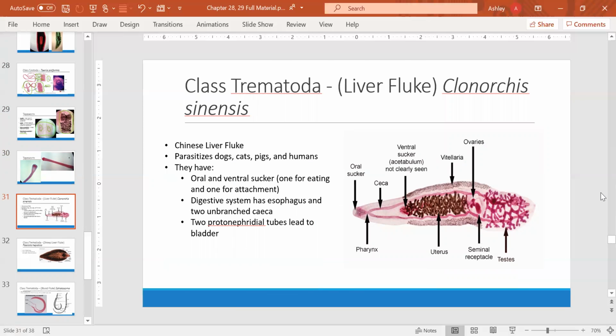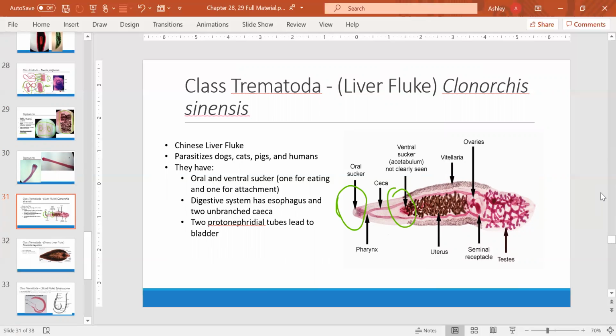And then moving to flukes. So flukes would be the third group, class Trematoda. Here's your Chinese liver fluke. That's known for parasitizing dogs, cats, pigs, and humans, where they have most notably two suckers, one with the mouth, which makes it the oral sucker, and then one on the bottom, the ventral sucker, and that's to attach to its host and then to take in nutrients. And so that's how you can know this is parasitic and that it needs one to attach and one to eat.